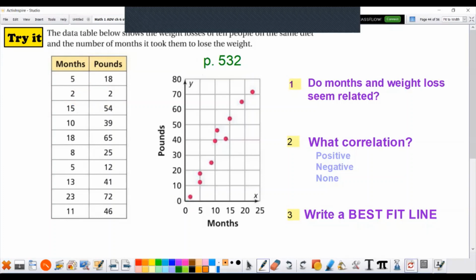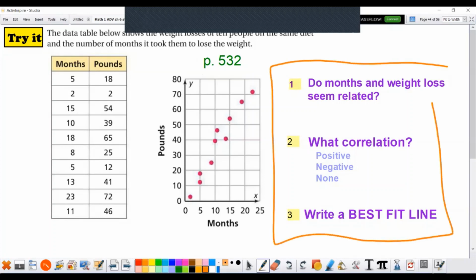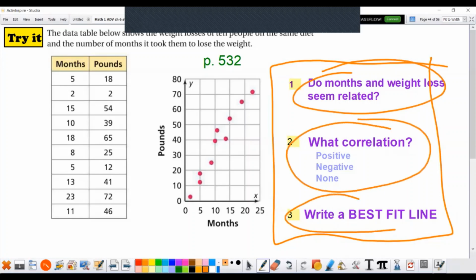So now if you look at the data, is there a correlation? Answer these 3 questions. Do months and weight loss seem related? What is the correlation? And you come up with the best fit line. Okay, let me wait for you. Pause the video.